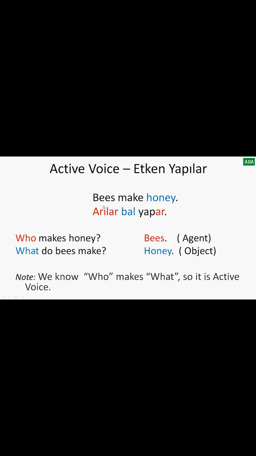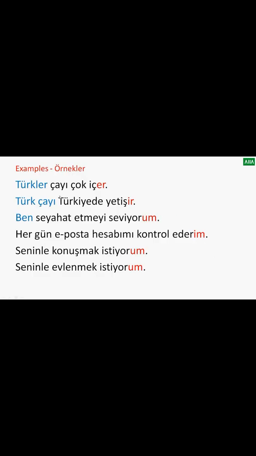Here, bees in Turkish is arılar. Honey means bal. Make is yapar. So in this sentence, we know who makes honey? Bees. And what do bees make? Honey. So if we know who makes what, it's active voice, all right? This is so easy. These are the active voice examples.